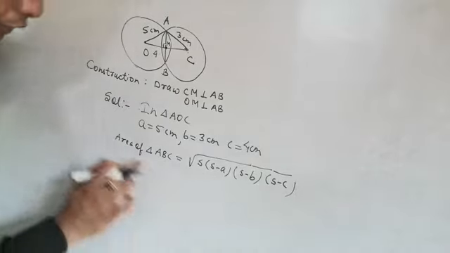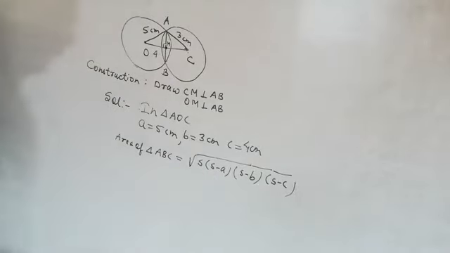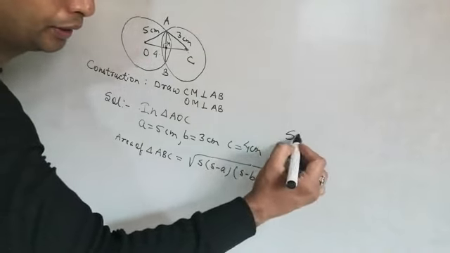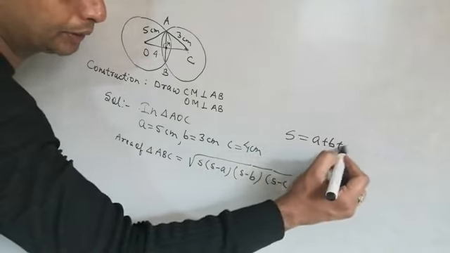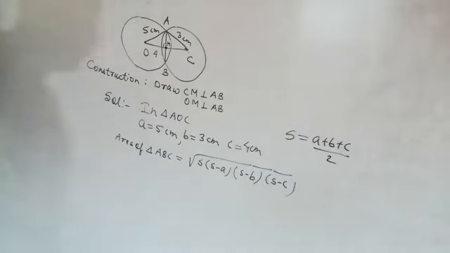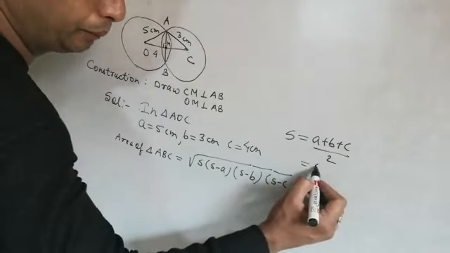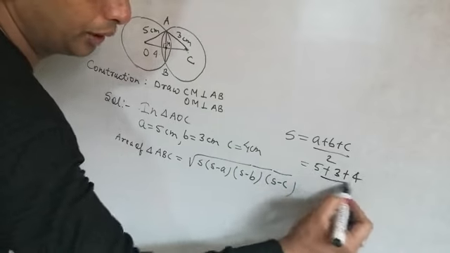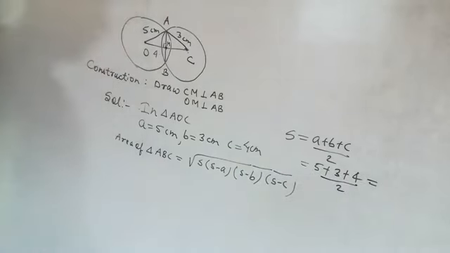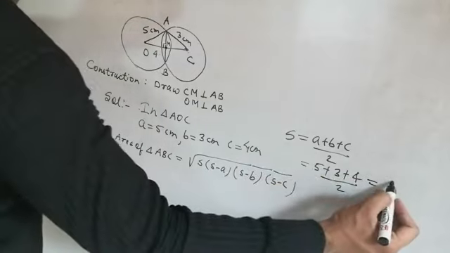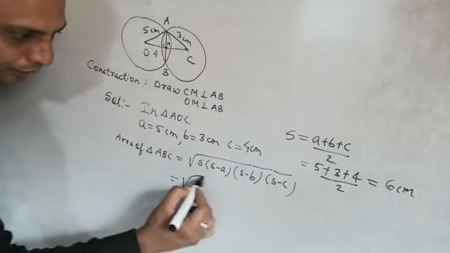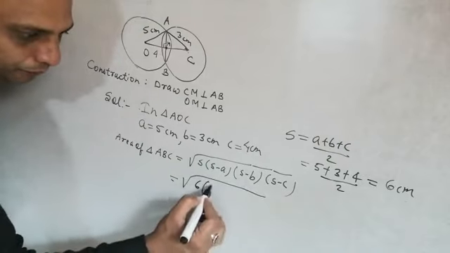So first we will find the value of S, because we need it here. S will be A plus B plus C upon 2. This is the formula for S. So it will be 5 plus 3 plus 4 upon 2, which is 12 upon 2. 6 centimeter is the value of S. So here 6 will come.